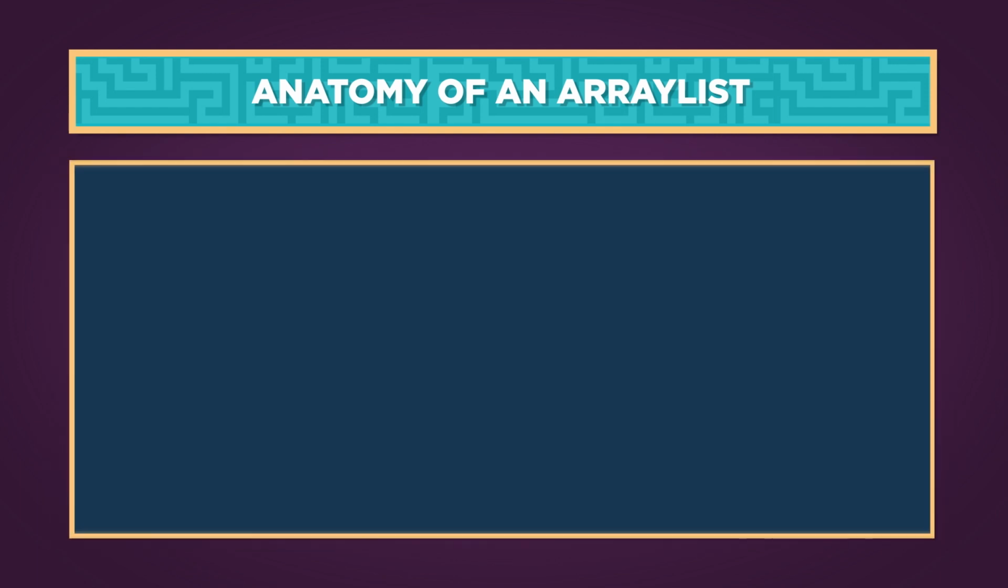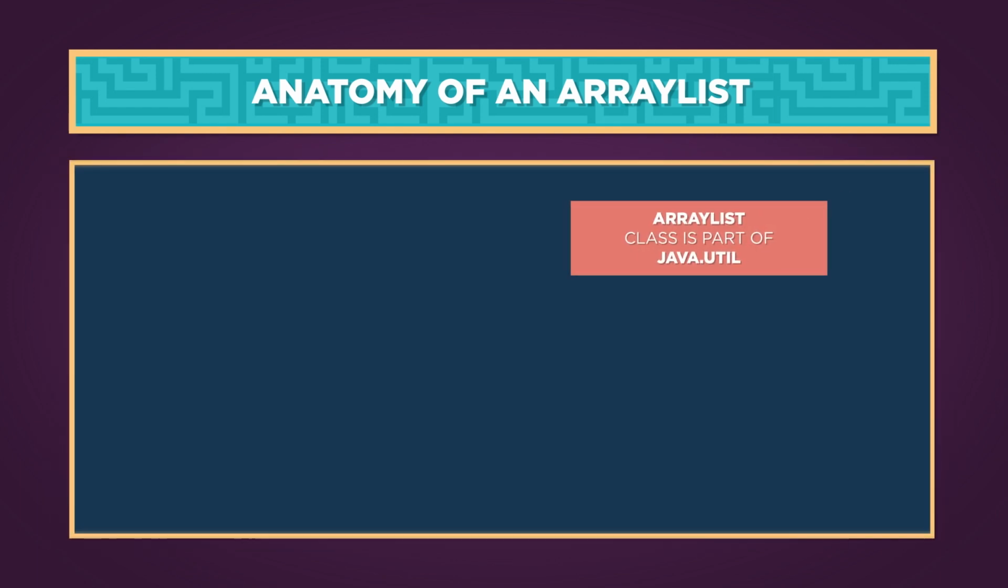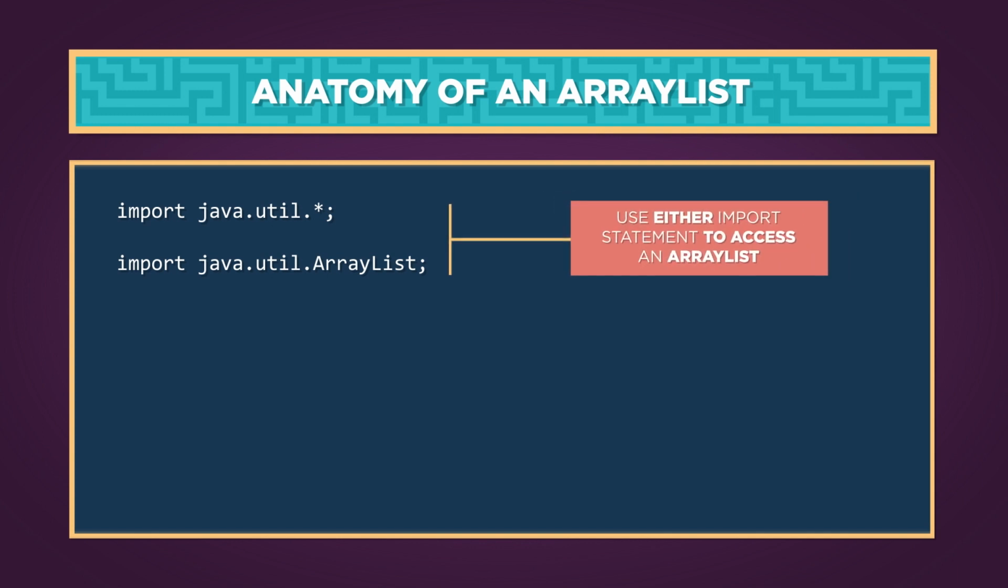Let's create an array list. The ArrayList class is part of the package java.util. We can import the entire package by saying java.util.star, or we can import just the ArrayList class by saying java.util.ArrayList. We need to write either of these import statements at the top of our file.